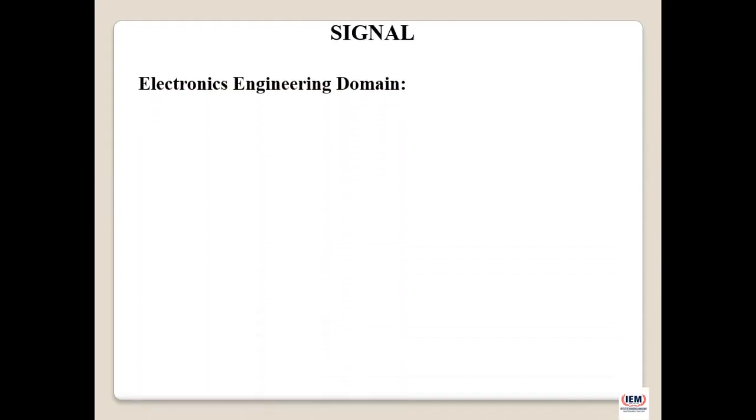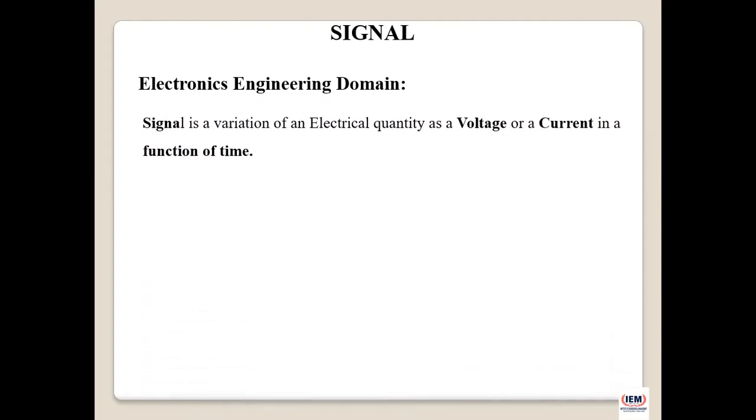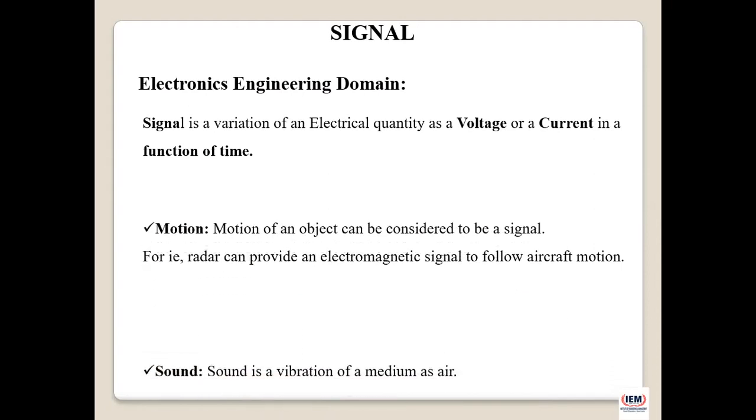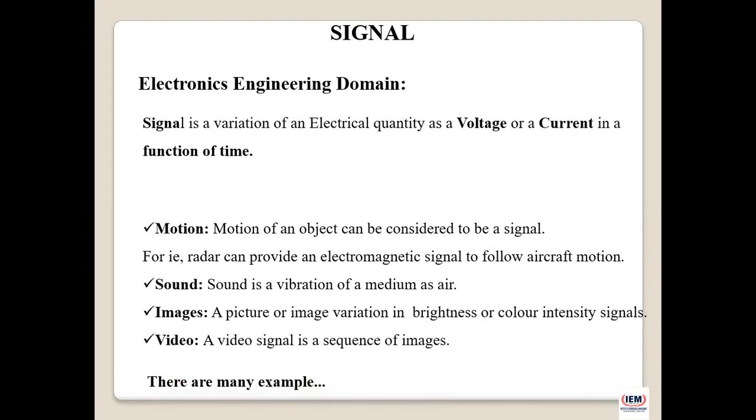And then we are present in the electronics engineering domain. That's why we specified the definition more based on the electronics engineering domain. So we modify the definition, where we claim that a signal is a variation of an electrical quantity, such as voltage or current, as a function of time. We also consider some examples like motion, sound, image, video. There are so many examples if we consider signals in the electronics engineering domain.